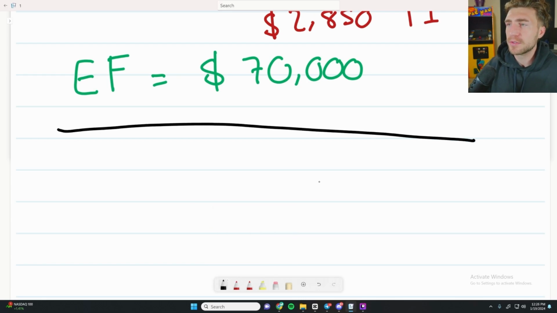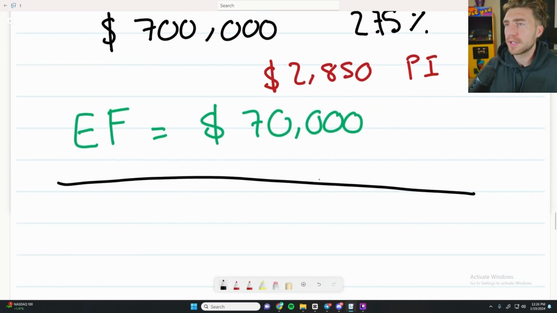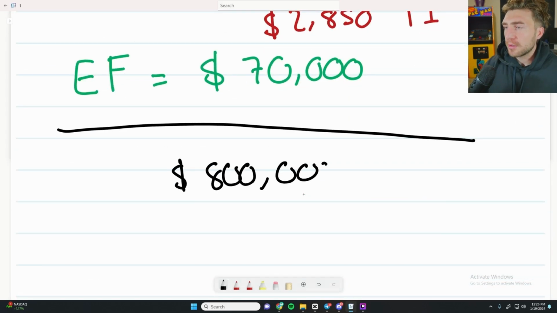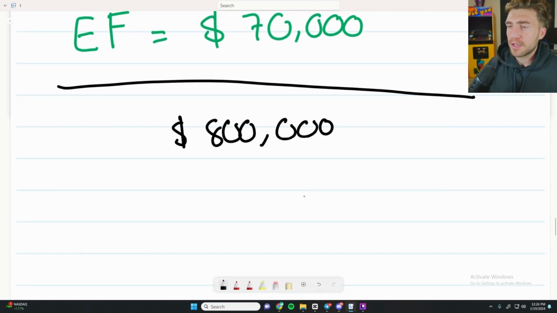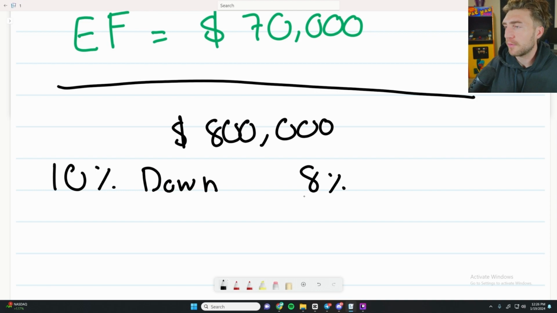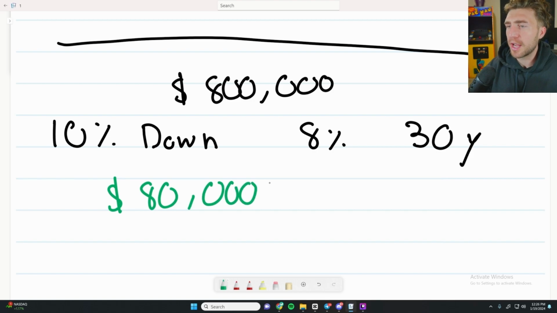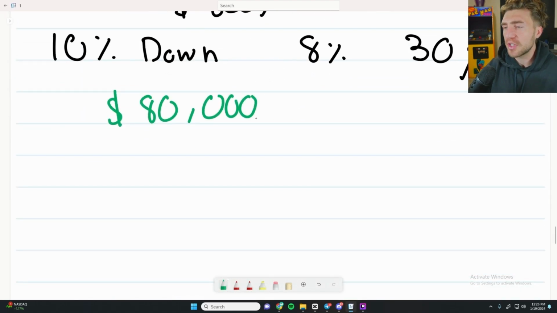So if you were to wrap this, let's just go back to our example. Let's just say you could sell the house for $800,000. Is that good? It's better. You're asking a 10% down payment, okay? And then you're going to do 8% interest for 30 years. So how does that math work out? That means you get $80,000 cash. Is that good? Well, that's actually pretty good. And we talked about it, our entry fee was actually $70,000. So you end up making $10,000 right off the bat.